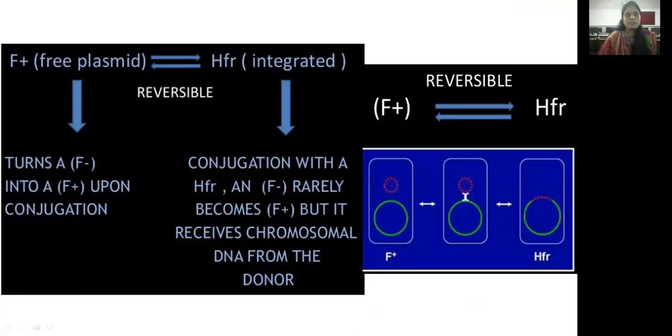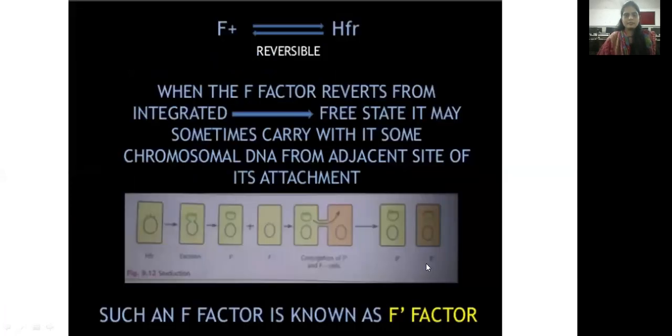So F plus means a free, independent plasmid is present. It can be converted into HFR by an integration process, which is a reversible process. It can even be excised out. So this free plasmid, that is F plus, turns F minus into F plus by the conjugation process, while HFR will not convert a negative female cell into plus at the end of the process. So F plus and HFR formation is reversible. F plasmid can be integrated and it can even be excised out.